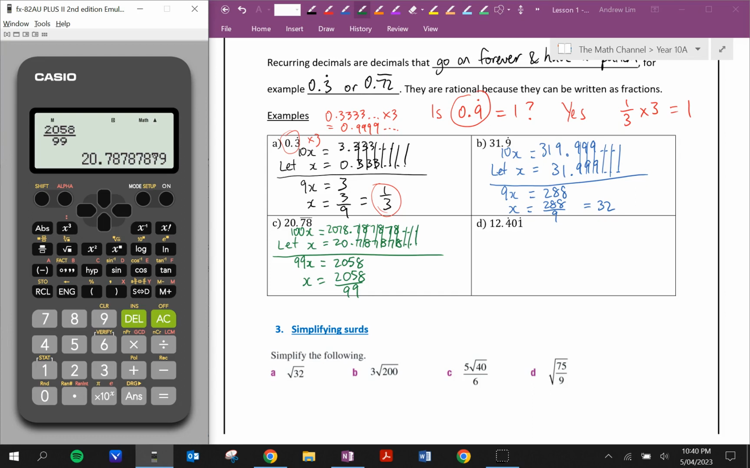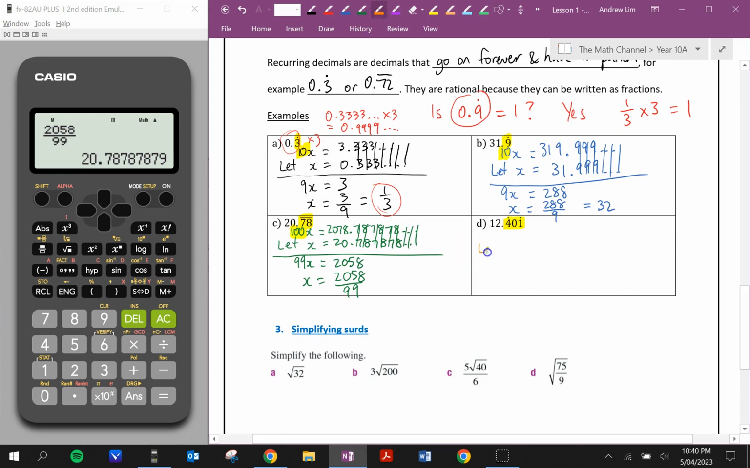Alright, now, here is my advice to you. This is my tip. Because in A, there's only one number being repeated, just a 3, we times by 10. In B, only one number is being repeated, so we times by 10. In question C, two numbers are being repeated, so we times by 100. In question D, 3 numbers are being repeated, so what do you think we need to multiply x by? Okay, we should be multiplying by 1,000.